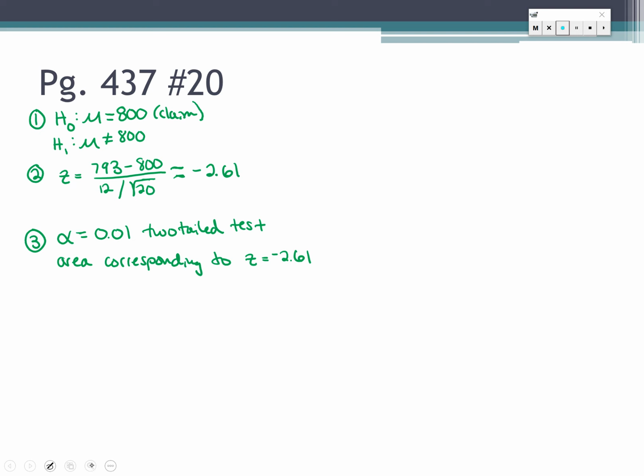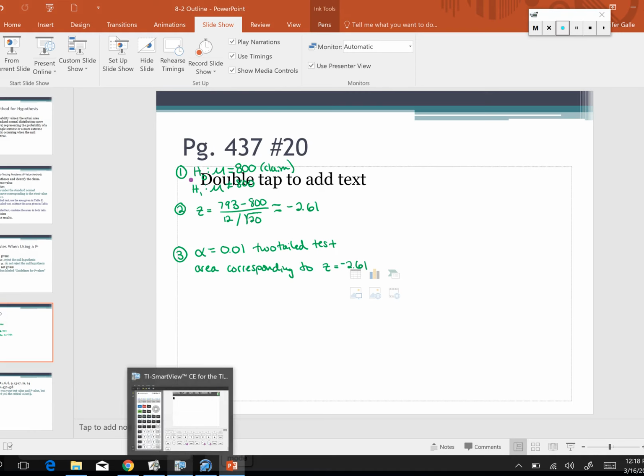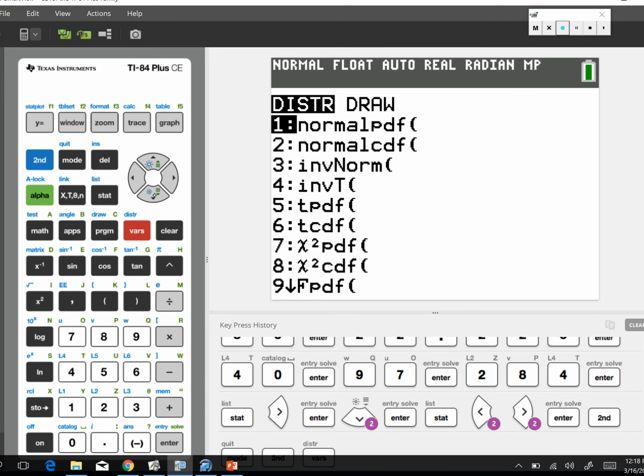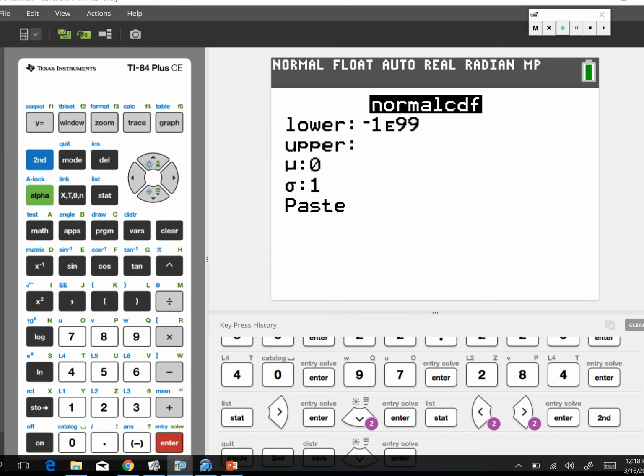If you want to do the calculator, I will refresh on that real quick. We go back to our distribution menu, and we want our normal CDF. Since it's a negative, we're looking at it over on the left side. So our lower would be negative. Mine puts a 1 there. You don't need the 1. Negative E99. And remember, to get the E, you hit the second key and then the comma key, which is right above the 7. And then you need the 99.